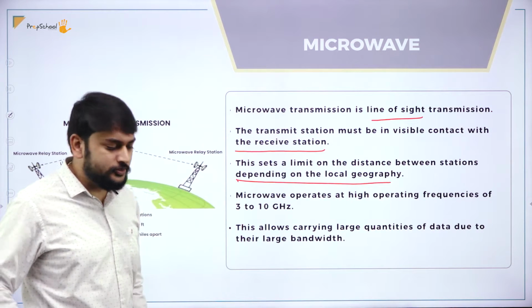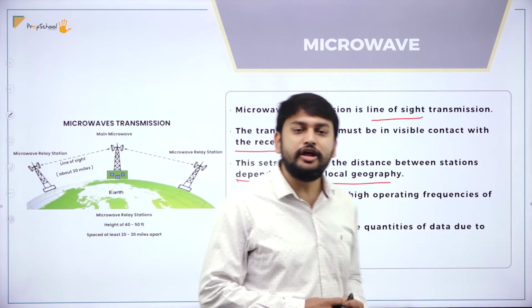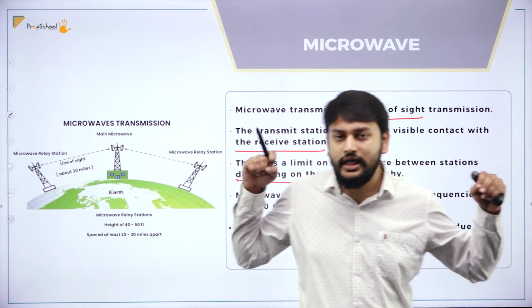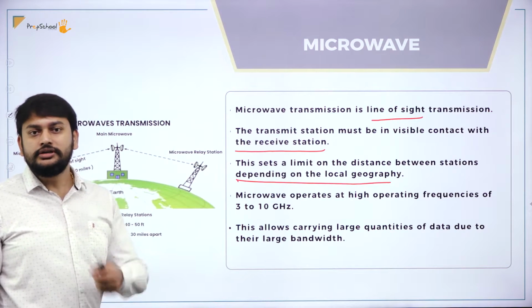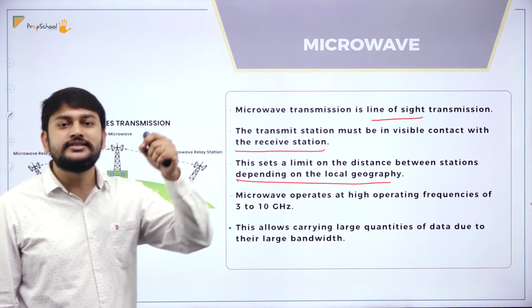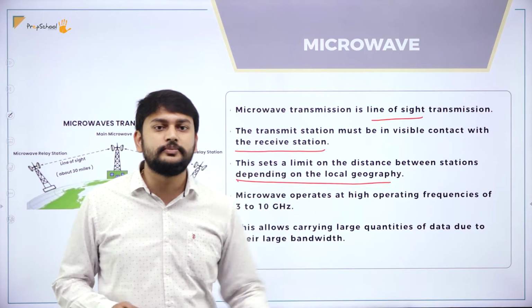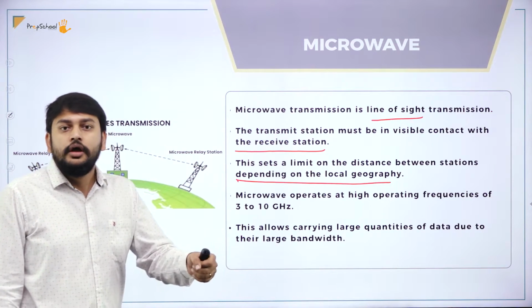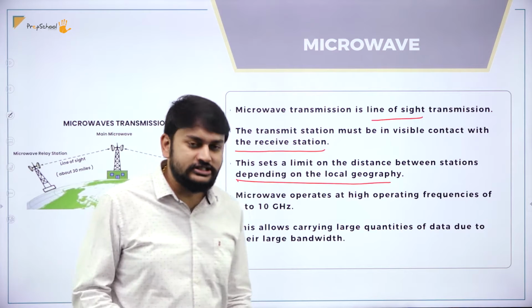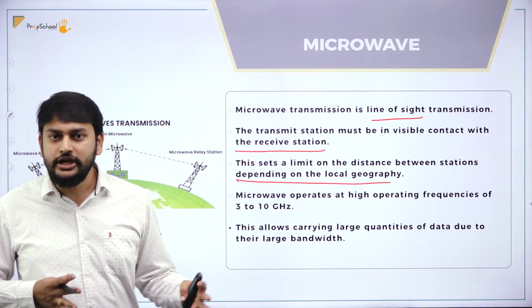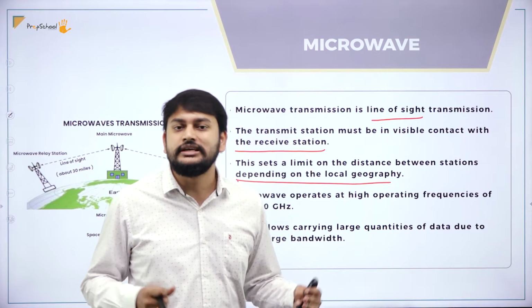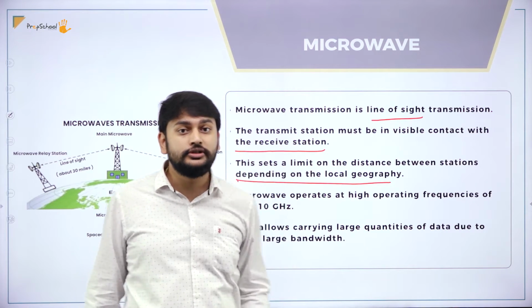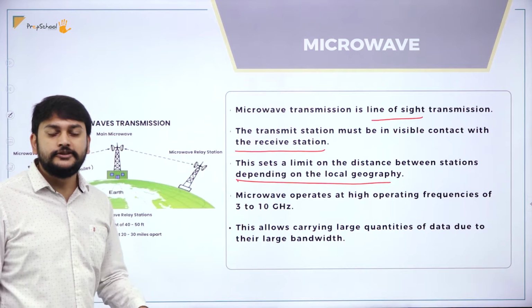So it is not possible to transmit the data for a longer distance is what they are trying to give you, the meaning between the lines. So the transmitting station as well as the receiving station should be visible is what they are trying to explain. If it is like that, then you need to understand that transmitting data for a longer distance is very difficult when I'm using microwaves.